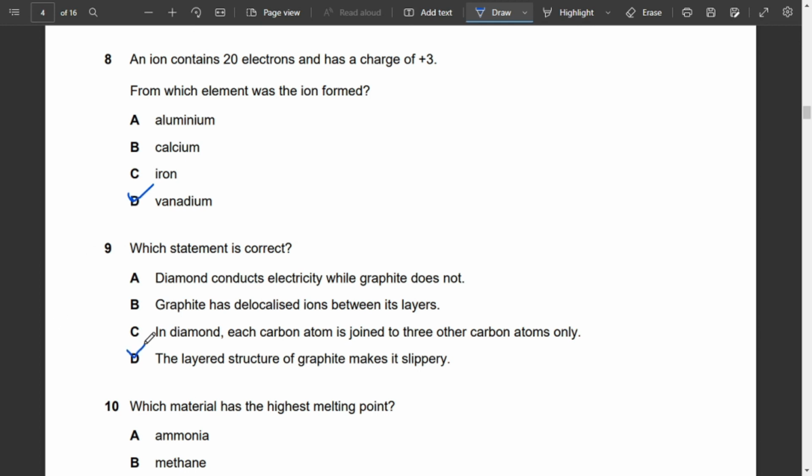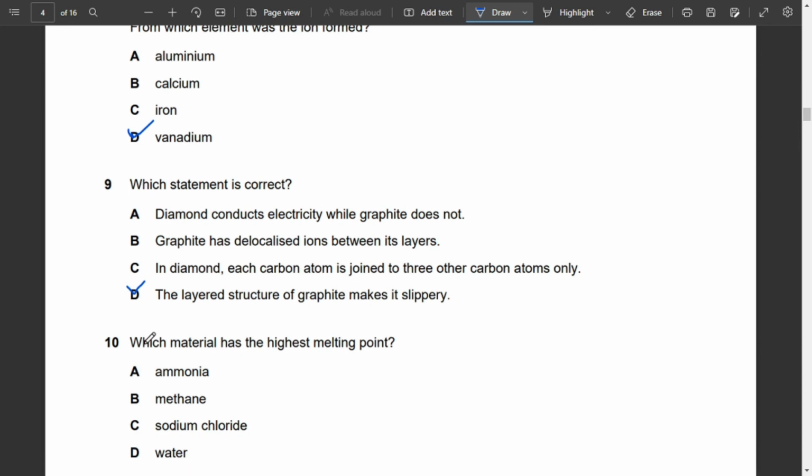Moving on to MCQ number 10. Which material has the highest melting point? If you look at it, ammonia does not have a very high melting point. Methane again does not have a high melting point. Sodium chloride does, because sodium chloride is an ionic compound. It has a really high melting point, since they have really strong attraction forces between them, and overcoming them is a big deal. Again, water does not have a high melting point because these are already in liquid and these are normally in gaseous form, so the melting point is not high at all. At room temperature it's really low.